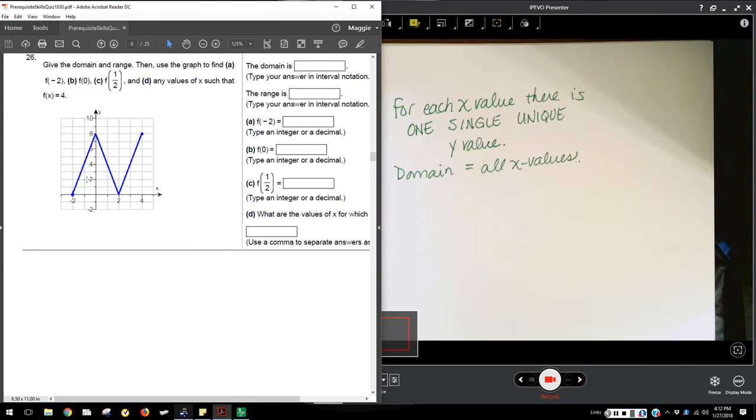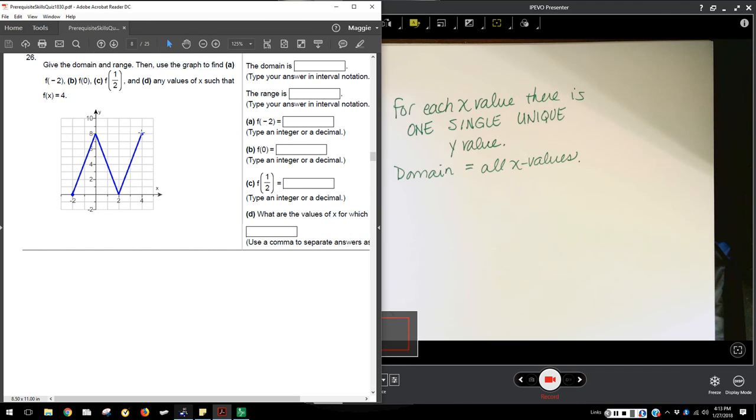Now, if this function had an arrow on this end and an arrow on that end, I would have to say that the domain was all real numbers. But this function doesn't go to infinity in the x positive direction or negative infinity in the x negative direction. Its lowest x value is -2, and its highest x value here is +4.